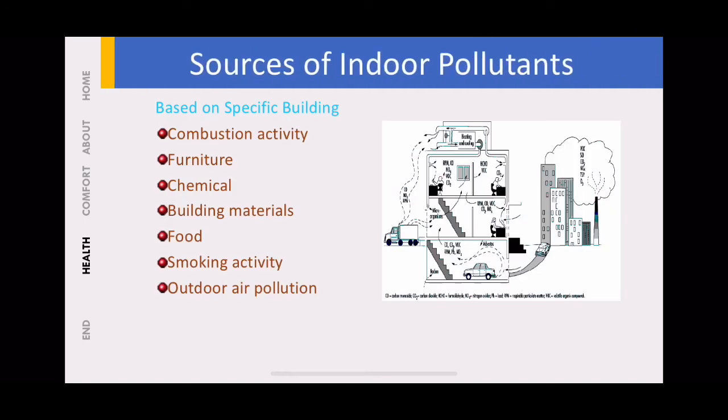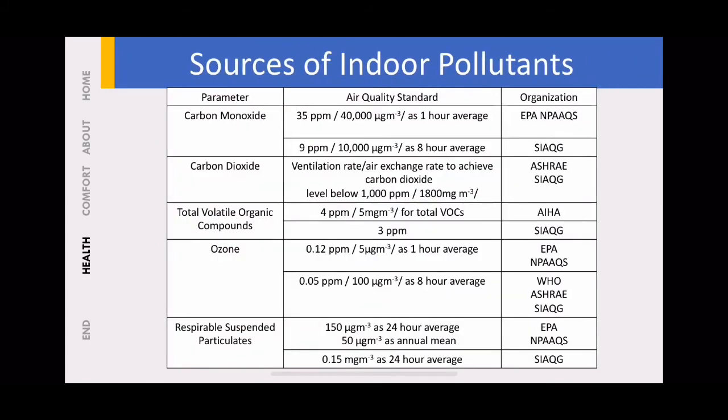Sources of indoor pollutants are combustion activities, outdoors, the furniture, maybe the furniture gives out chemicals, building materials, food, smoking activity, and outdoor air pollution. Right, so let's give names to these indoor pollutants. The first one is carbon monoxide. The organizations that look at it are EPA and NAAQS. This organization limits it to around 35 ppm as a 1 hour average. That means in 1 hour around 35 ppm of exposure is allowed.